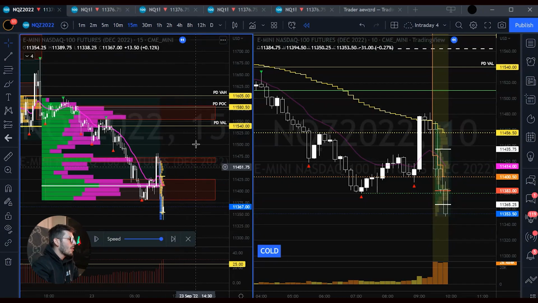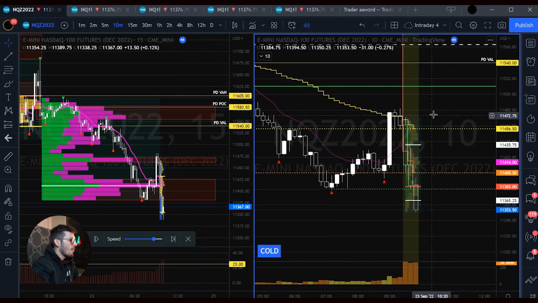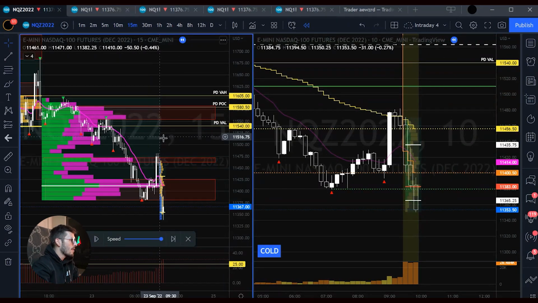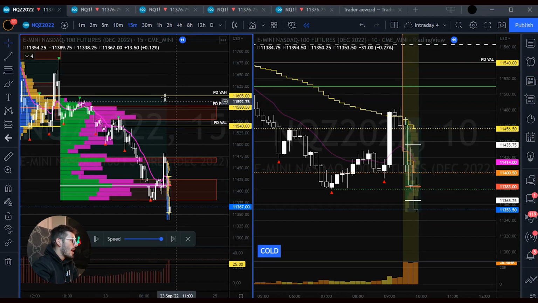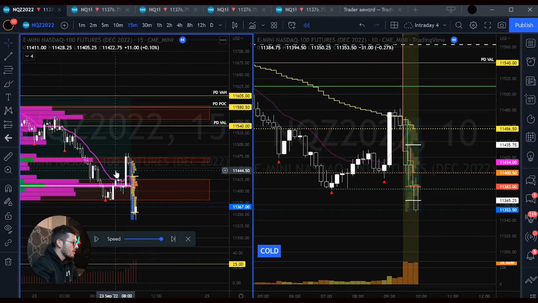So if we take a look here, we can see we have two screens. We got the left side and we got the right side. On the left side, we have our overnight volume profile along with the session volume profile over here. We can see the new session is starting right here. It's just kind of hard to see when we're zoomed out.